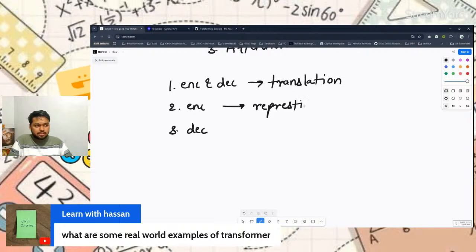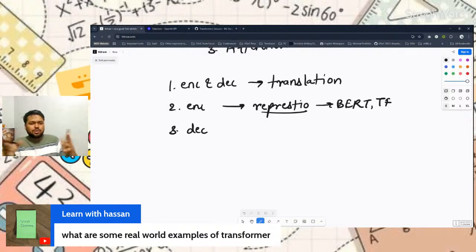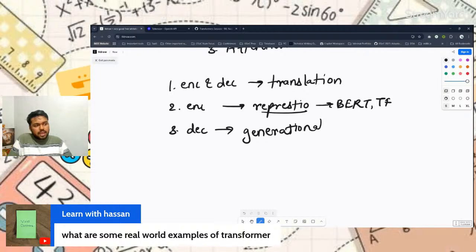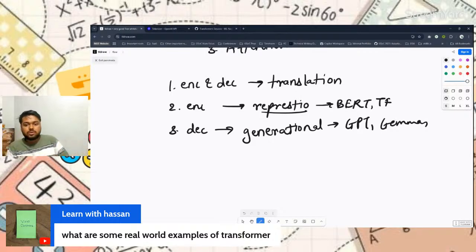Encoder models are representational models. Those are BERT, T5 and so on. These are all representational-only models, which can be used for classification or single shot learning and stuff like that. Then the decoder-only models are also known as generational models. GPT is the biggest example, and then there is Gemma and all the other LLMs we use today. These are all decoder. So these are the categories and applications for each category.